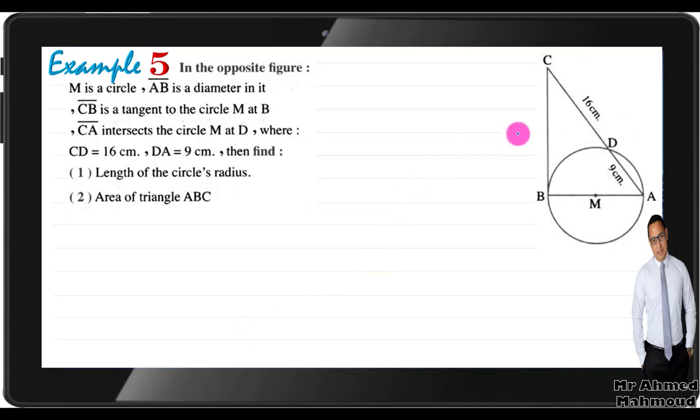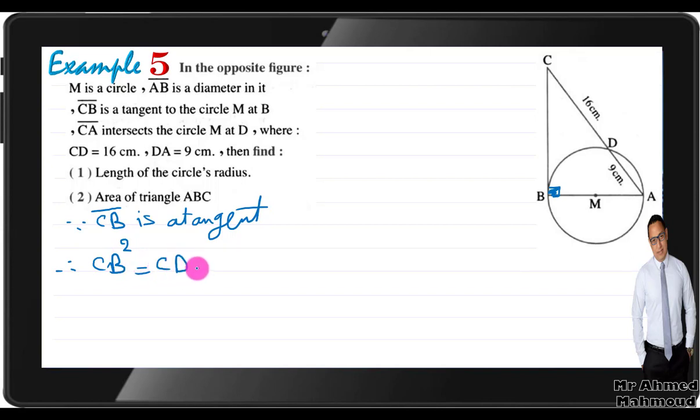Okay, first, this is a tangent, so this angle is a right angle. By using the previous rules, since CB is a tangent, therefore CB to the power of 2 equals CD times CA. Again, the tangent power of 2 equals CD times CA.